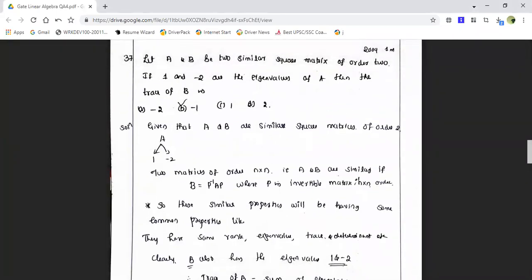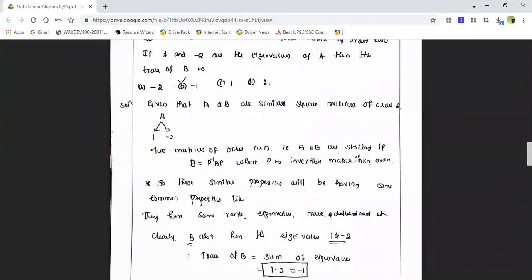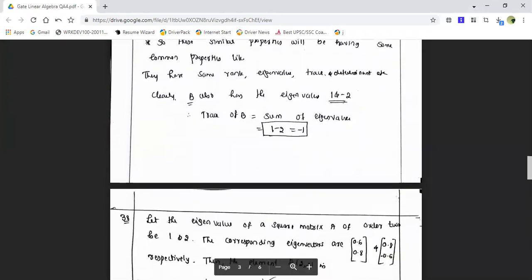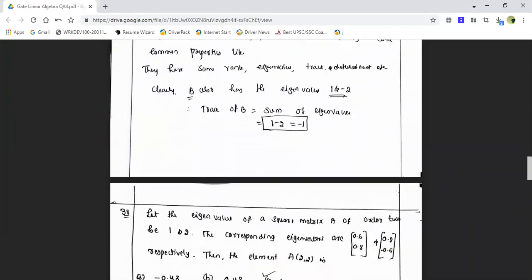So here what we did, we have used the properties of similar matrices, and by that we know that similar matrices will have some common properties, like the same rank, the same eigenvalues, the same trace, and the same determinant. So in that I'm using the eigenvalue property, because the eigenvalues of A are known to us, that is 1 and minus 2. Therefore the eigenvalues of B are also 1 and minus 2. Hence trace is equal to the sum of the eigenvalues. So by using that particular property, we come to the conclusion that trace of B is minus 1. Okay, so like this, guys, you can just use the properties and solve the problem.